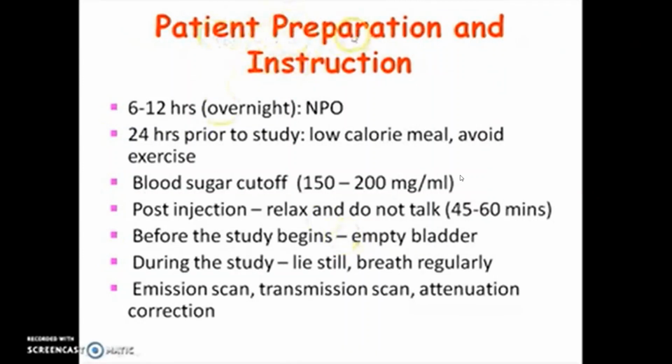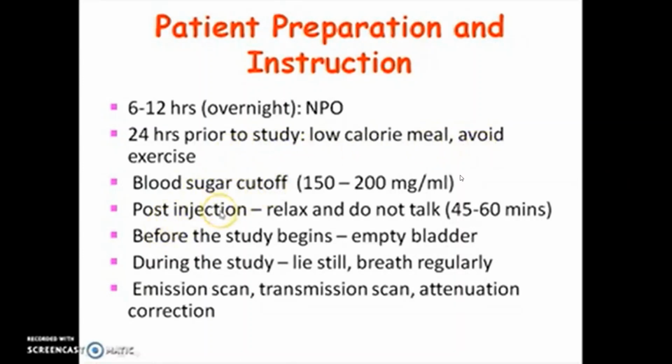Let us see the patient preparation and instructions needed in a PET scan. You know that NPO is needed for 6 to 12 hours, overnight, 24 hours prior to the study. It is better to have a low calorie meal, avoid exercise, and blood sugar has to be checked.